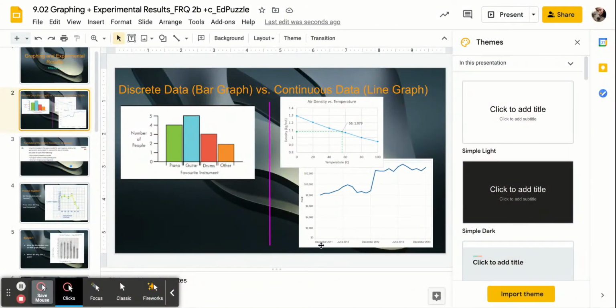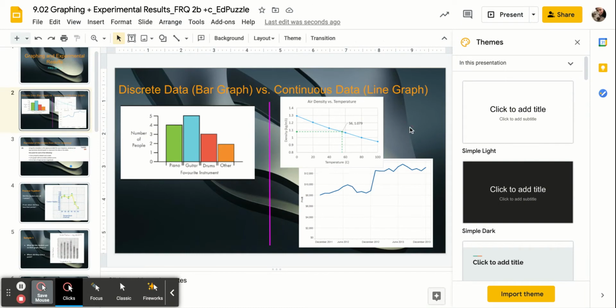So you can see at the bottom, December 2011, 2012, 2013. Even here, December 2011, June 2012, December 2012. Even here, something to notice is that this almost looks like they could be categories, but this is referring to over time, right? So this would still be a line graph.